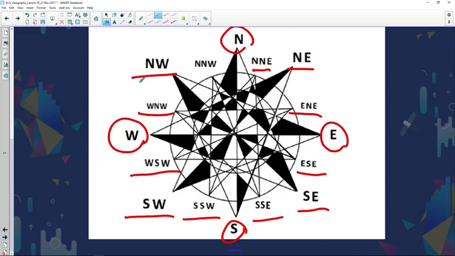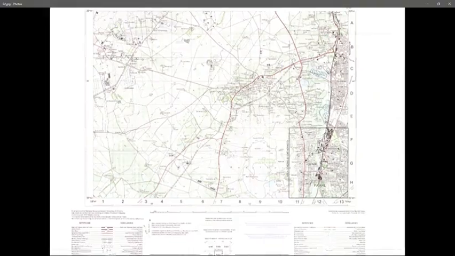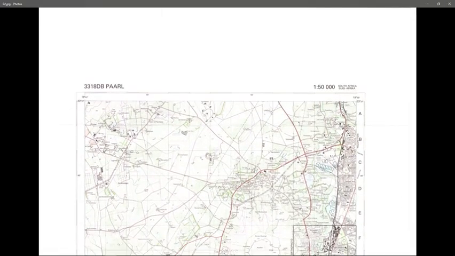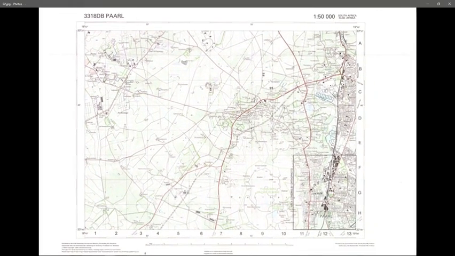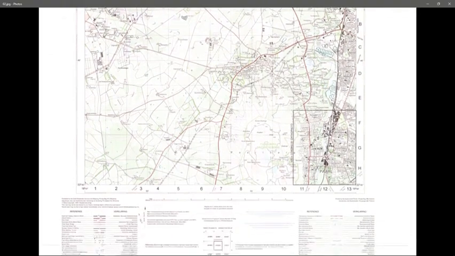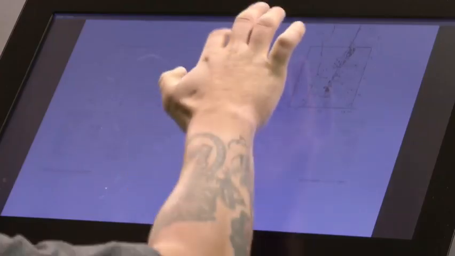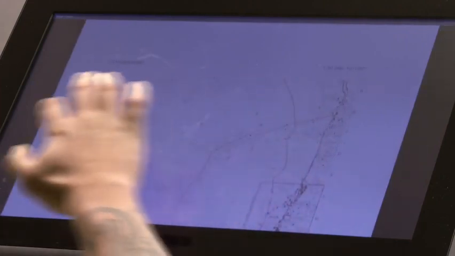Now, very importantly over here, grade 12s, north will always be on top of your map. So if you look at this map over here, north will be situated right on the top of the map. East will be on the right hand side, south on the bottom of the map, and the west on the left hand side of the map. And regarding that, any map, north will always be on top of the map.